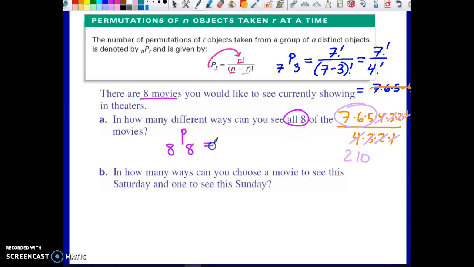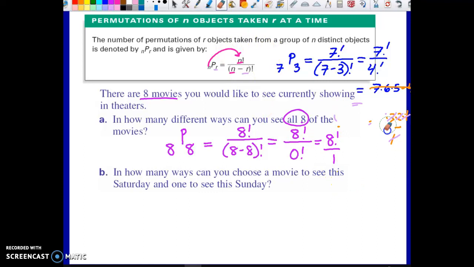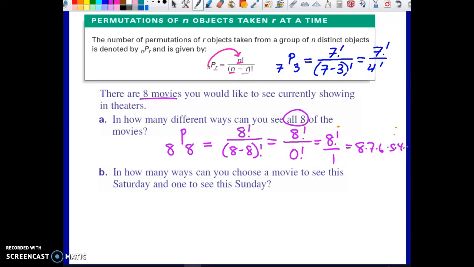So that means I would have 8 factorial divided by 8 minus 8 factorial. What's 8 minus 8? 0 factorial. You remember what 0 factorial was? It's 1. So I have 8 factorial over 1. So that means I have to erase all this stuff now. 8 factorial over 1, well, that's just 8 factorial. So 8 times 7 times 6 times 5 times 4. And this is the same as the counting principle.